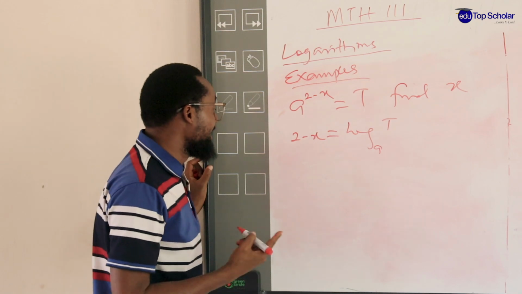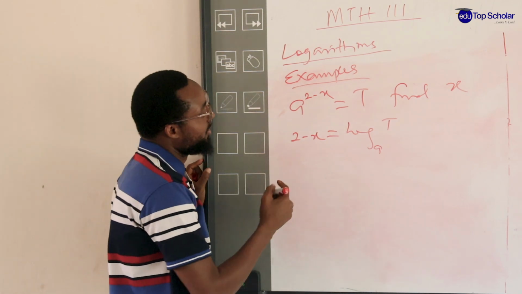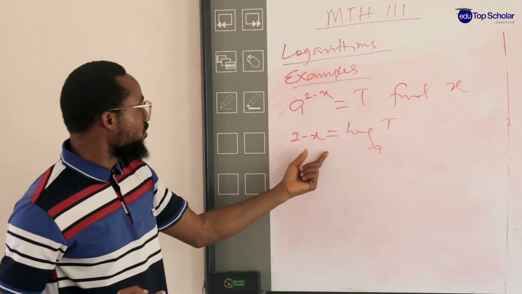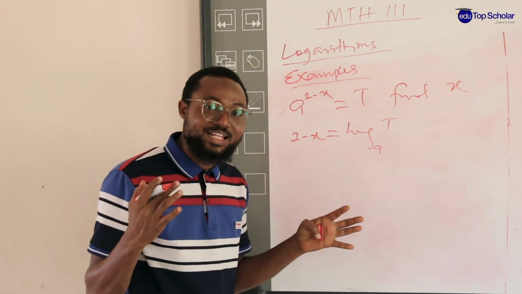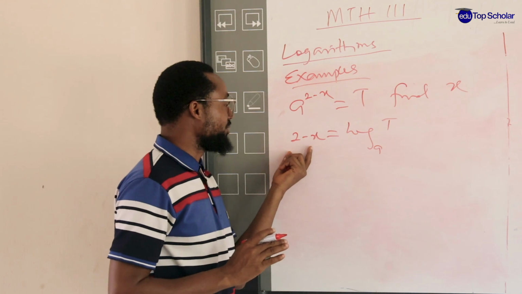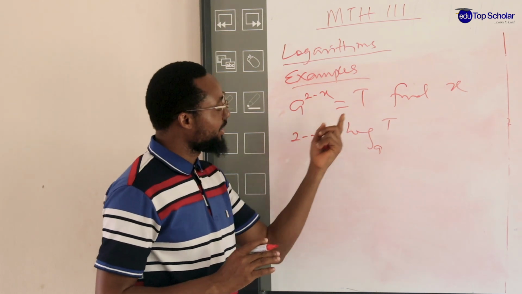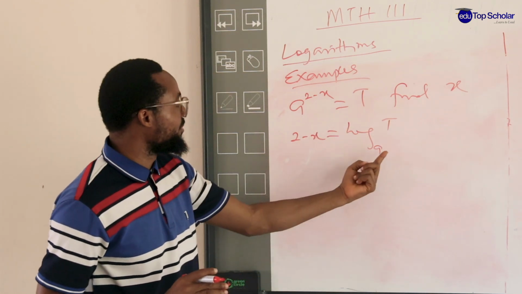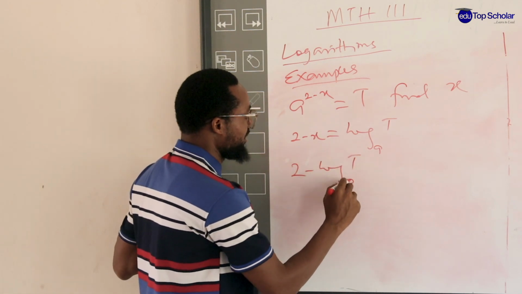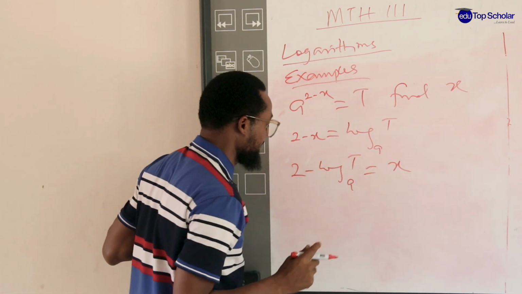established earlier. Since we are looking for the value of x, don't forget, we will be removing everything that is attached to the variable. 2 is attached, we want to remove it. So we are taking our x to the other side of the equation and bringing log into this. So we have 2 minus log t base a equals x.